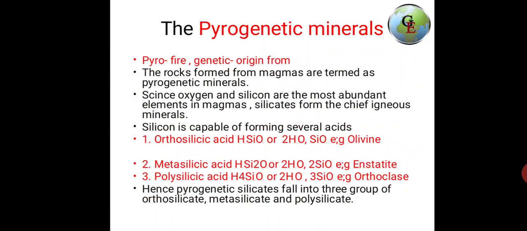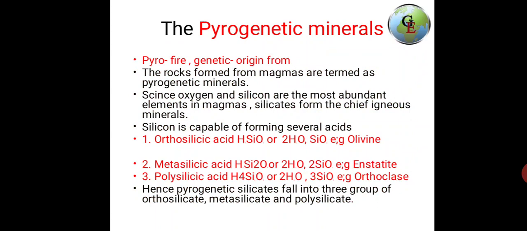What are pyrogenetic minerals? If we break the term, we find two parts: pyro, which means fire, and genetic, which means origin. So minerals directly formed from magma are known as pyrogenetic minerals. Since oxygen and silicon are the most abundant elements in magma, silicates are the chief pyrogenetic minerals.